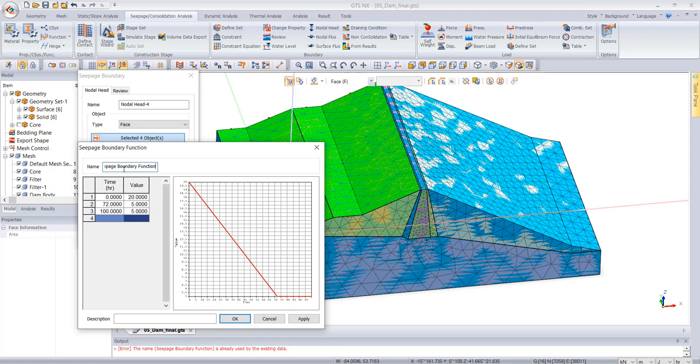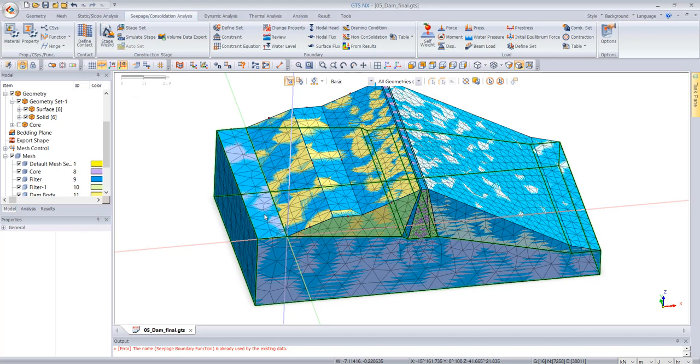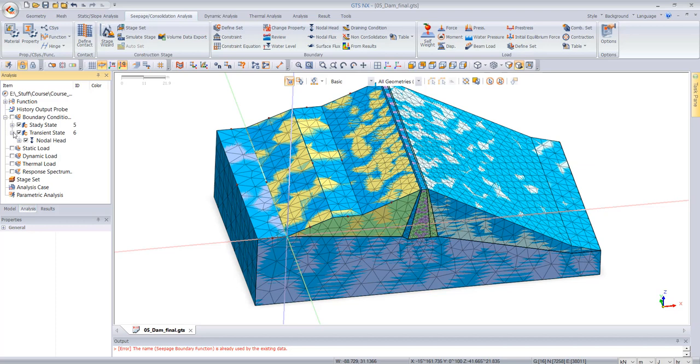and I will say transient flow, and I say okay. So I will choose a transient flow, and I will say apply. If we come back here, we'll find two boundary conditions, one here, and this is another one.